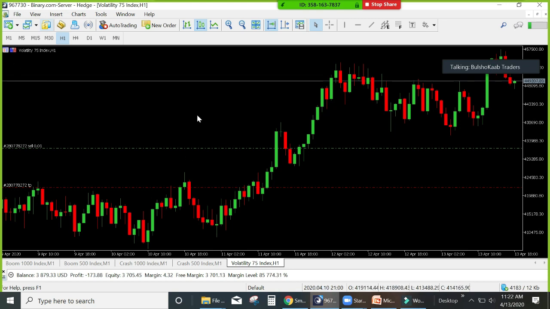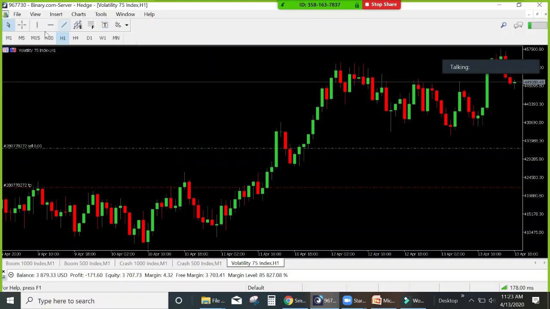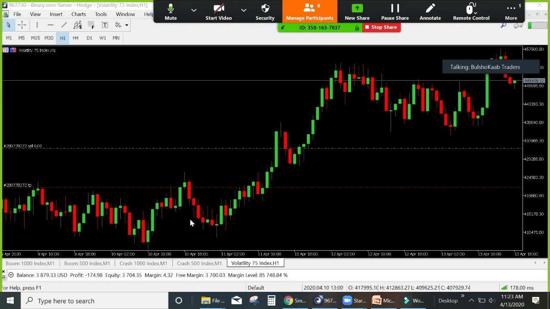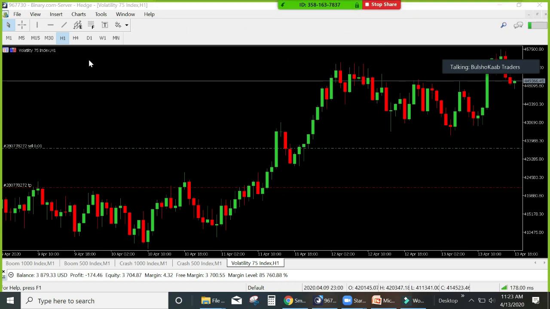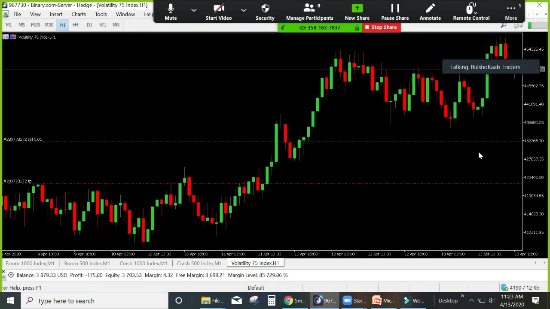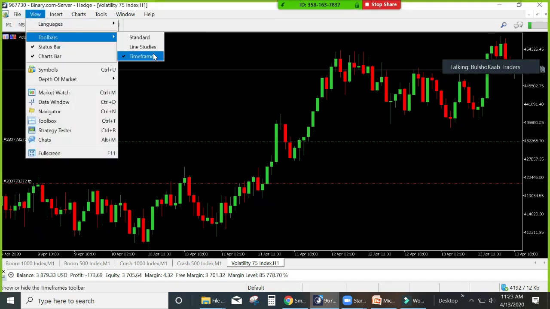So now, the second thing is, how can you add the tools? It's simple. Go to View, and then you can see Toolbars, and then you have the Standard. I removed the Standard, where you can see how we can change the chart, how we can change the candle chart or any other tools. Here we have the Drawings, as we see here in the Line Studies. We don't have the Time Frames here either. So we removed the toolbars.